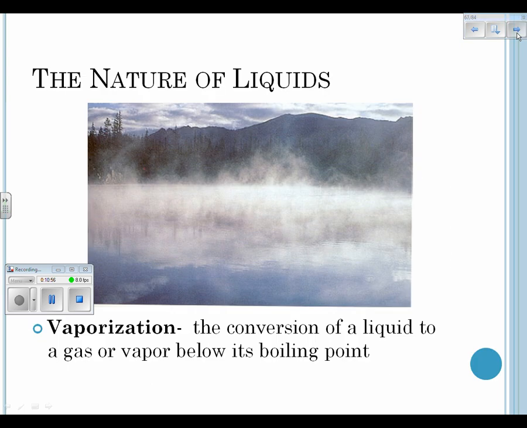All right. Now, the nature of liquids, we do have a word that we're going to introduce, which is vaporization. And this is the conversion of a liquid to a gas or vapor below its boiling point. So this happens lots of times when we wake up in the morning and it gets a little bit warmer, then we start to see some of the water, like dew, become water vapor, but it's not boiling outside. So that's one of those things that it is turning to a gas below the boiling point. Okay.